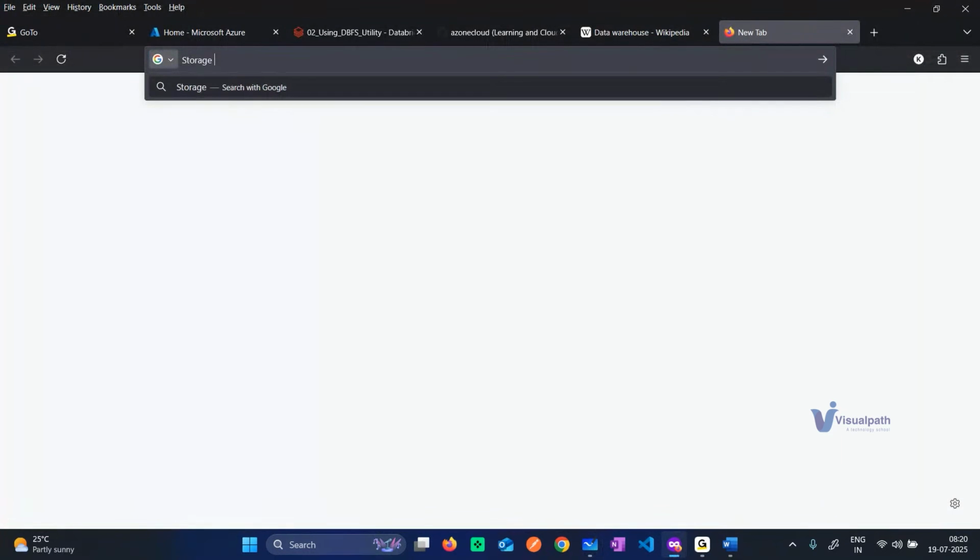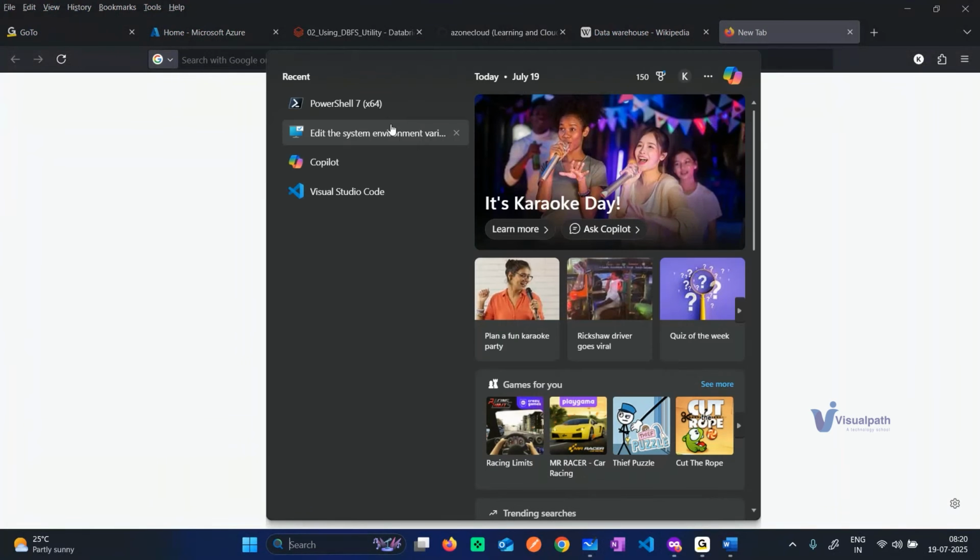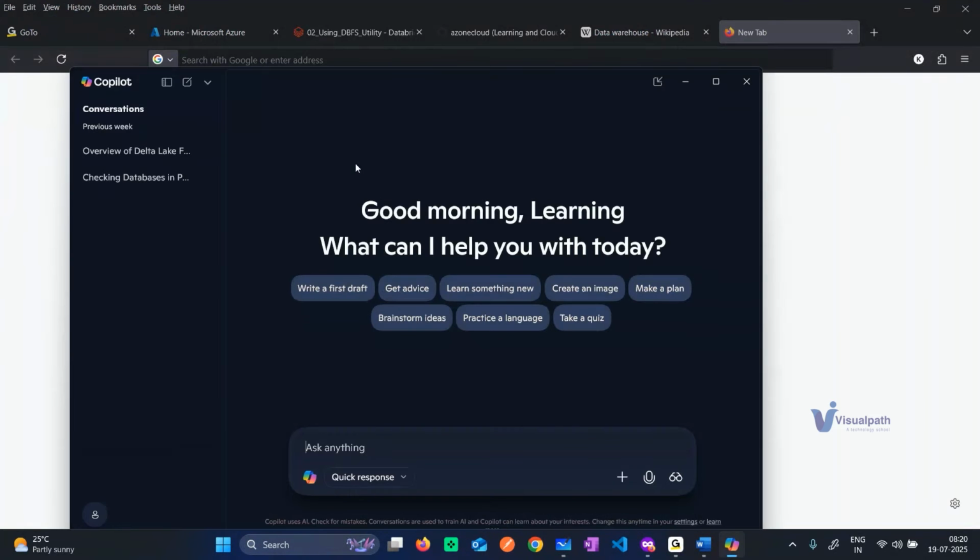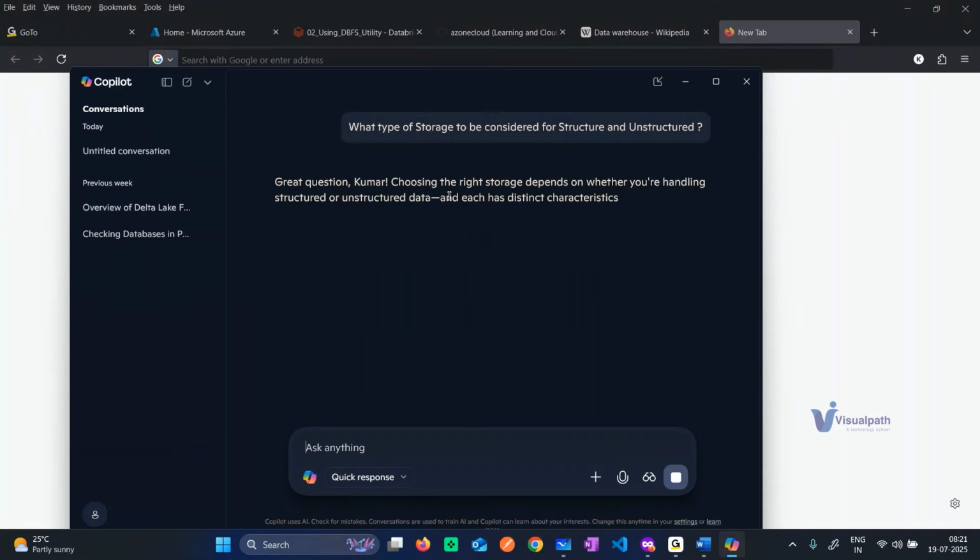Let's ask the internet, or let's ask our Copilot, because it can give you the right answers. Let's see if Copilot can help us and ask it what kind of storage I should consider. What type of storage should be considered for structured and unstructured data storage? Let's see its conversation.